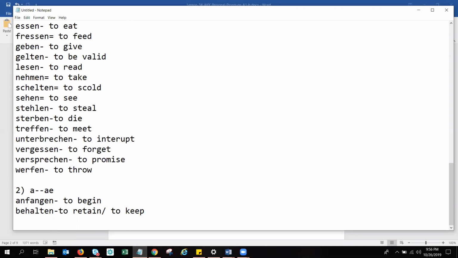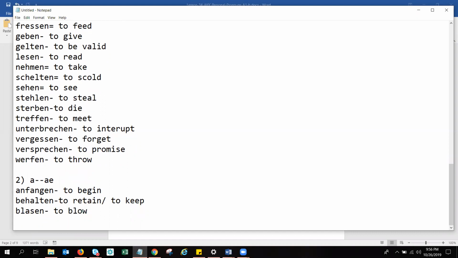Then we have blasen. Blasen means to blow. Okay. Ich blase den Ballon. I blow the balloon. But if I'm using it for he, she, it, or you, du, it will be bläst, like the umlaut will be there. B-L-Ä-S-T. Sie bläst den Ballon.